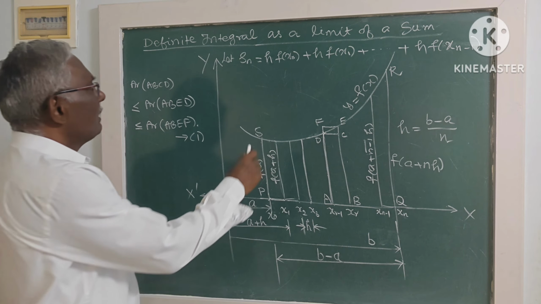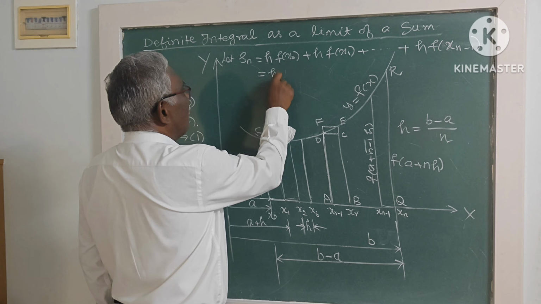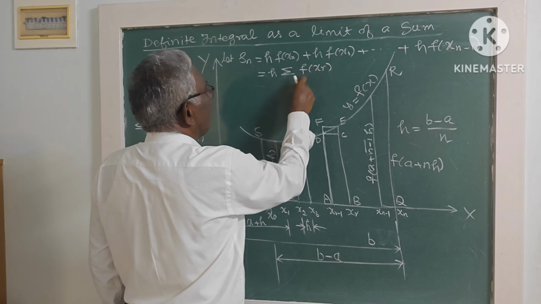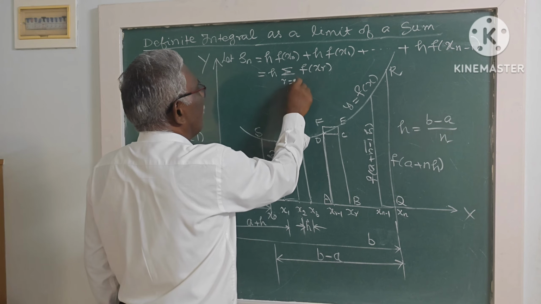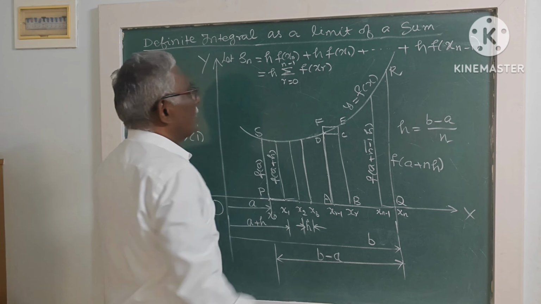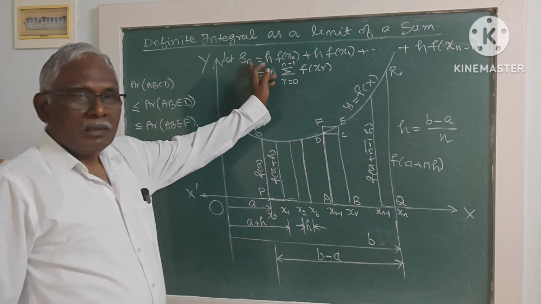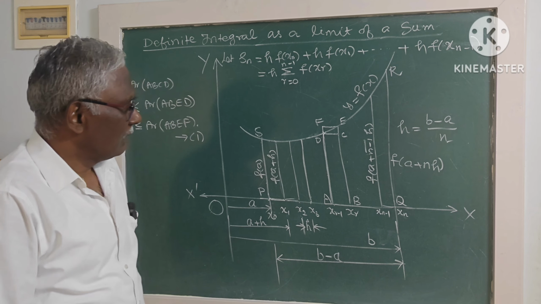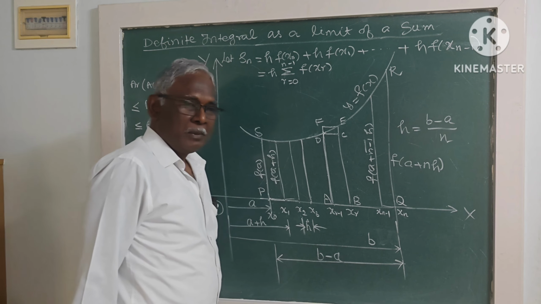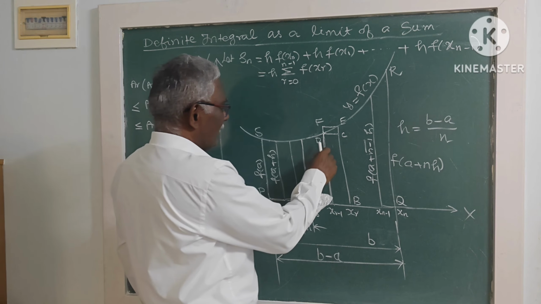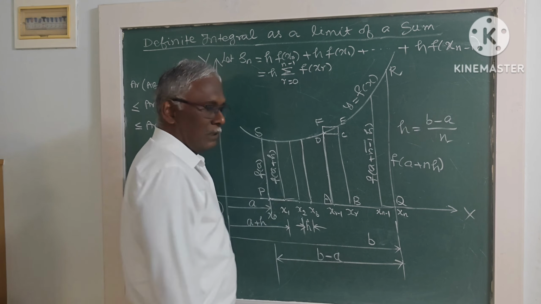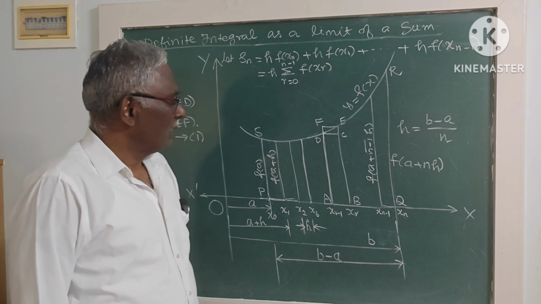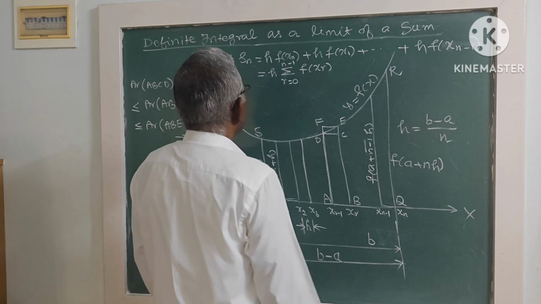So this we can write as h into sigma f of xr, where r is equal to 0 to n minus 1. What is small sn? It is nothing but the sum of the areas of all n subregions, by taking the lower limit of the rectangle, that is, the area of the rectangle taking the lower limit.